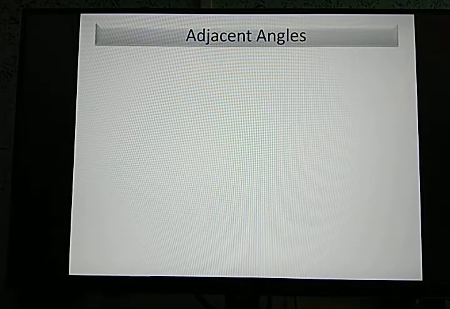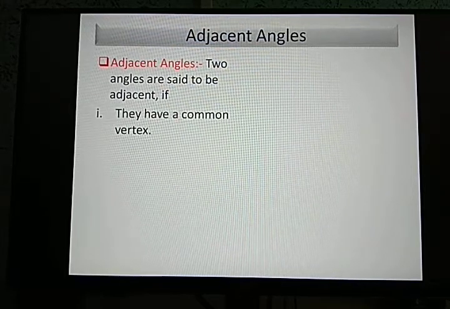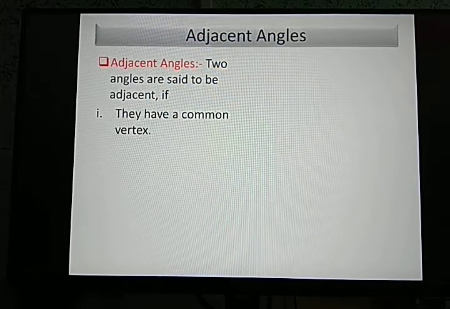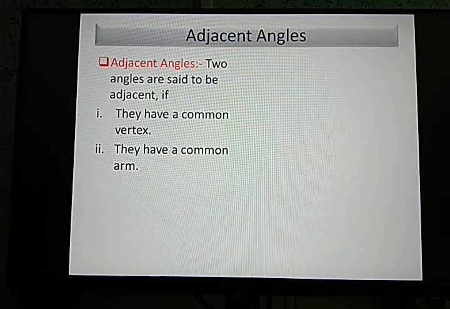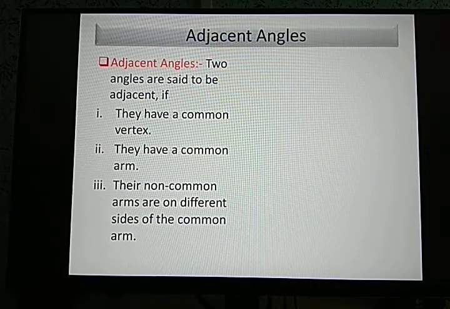So let us see. When can we say an angle to be an adjacent angle? Two angles are said to be adjacent angles if they meet some conditions, only then we can say that they are adjacent angles. Now let us see those conditions. Number one, they have a common vertex. Clear? Next is they have a common arm. Both the angles are formed with the help of a common arm. Next is their non-common arms are on the different sides of the common arm.